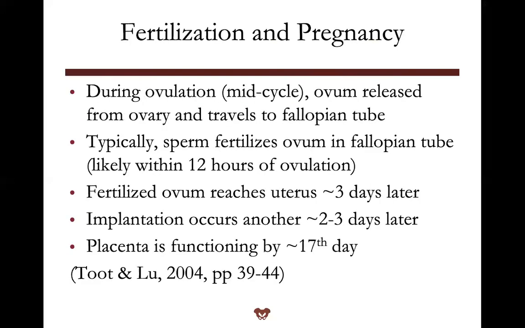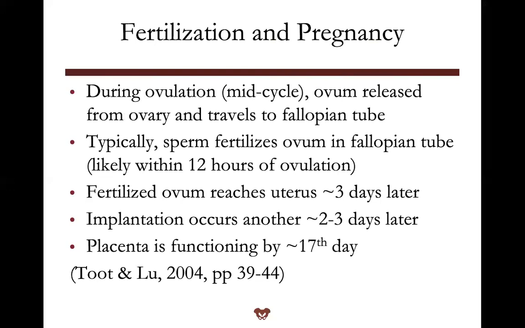All right, so fertilization and pregnancy. So during ovulation, around mid-cycle, an ovum is going to be released from the ovary and it's going to travel to the fallopian tube. And if fertilization occurs, typically that's going to occur in the fallopian tube. So the sperm is going to travel through the fallopian tube, fertilize the ovum there, usually within about 12 hours of ovulation. And this becomes important when we talk about ectopic pregnancy later on. It's important that we know where that fertilization occurs for that reason.